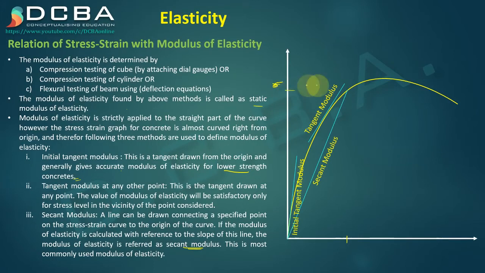And generally it is like 85% of the characteristic strength. So at that point we choose this point, and then we can join and find the secant modulus of elasticity.